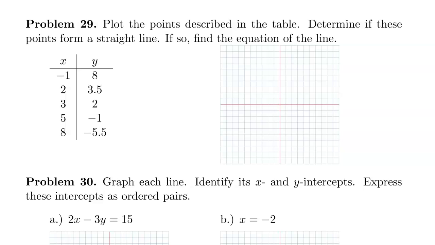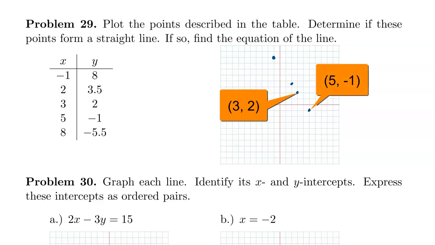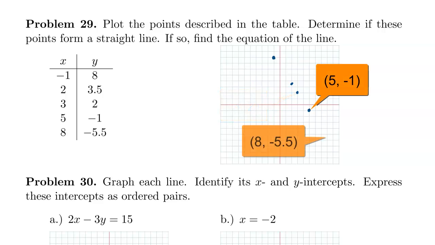In problem 29, we'd like to plot these points on the coordinate plane, and if they form a straight line, identify the equation of that line. So the first point in our table has an x-coordinate of -1 and a y-coordinate of 8. And then we see (2, 3.5), (3, 2), (5, -1), and (8, -5.5).